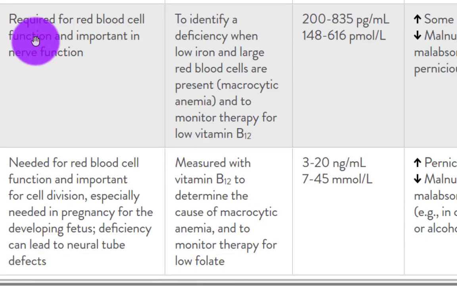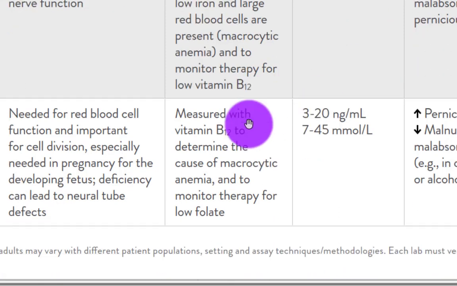Vitamin B12 is required for red blood cell function and is important in nerve function. Why we measure it: to identify a deficiency when low iron and large red blood cells are present, macrocytic anemia, and to monitor therapy for low vitamin B12. The range is 200 to 835 picogram per milliliter. Increased in some leukemias, decreased in malnutrition, malabsorption, and pernicious anemia.